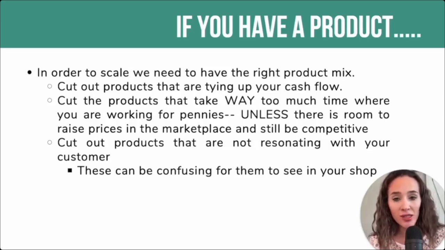And also cut out products that are not resonating with your chosen customer. These can be really confusing for them to see in your shop. So either hide them with a different section, and then when you custom sort, move them all to the end. If you have items that are confusing for your customer, maybe you're serving two different types of customer within your shop, consider cutting them out if one of those customers is not profitable and it's not the direction you want to go, or at least create as much of a separation as you can with the organization of your listings.